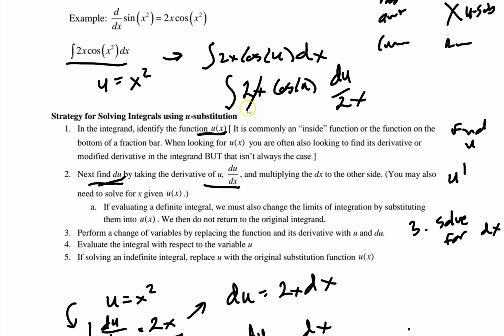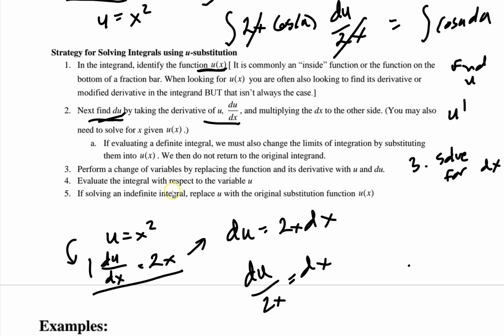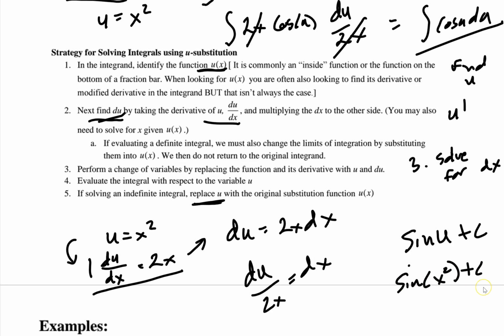And then look what happens. The integral of cosine u du, and that you can integrate. So that's step 4: actually integrate the thing. Go back to the integral with respect to u. Once you've done integrating this, like over here I have cosine u, the integral of that is going to be sine u plus c. Once you're done, don't forget to go back and put your u back in. So this would be sine of x squared plus c.